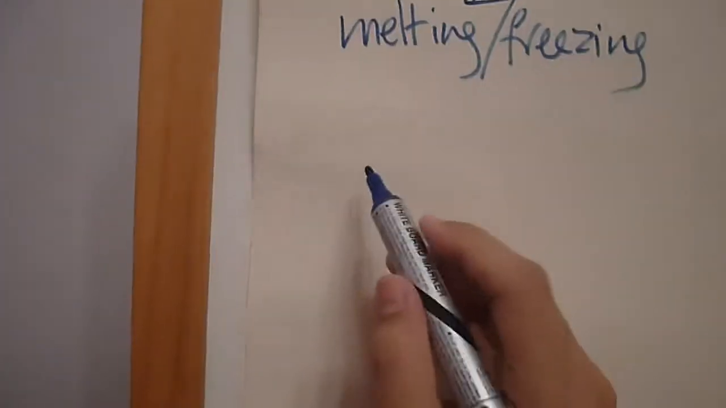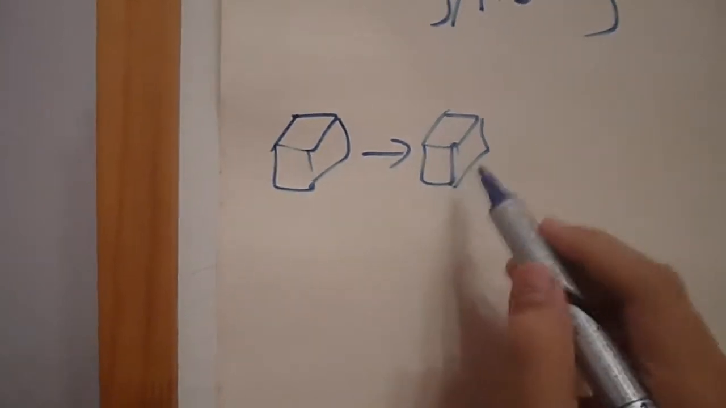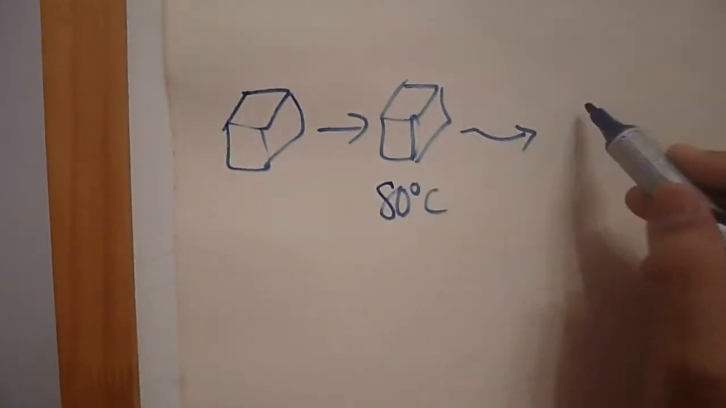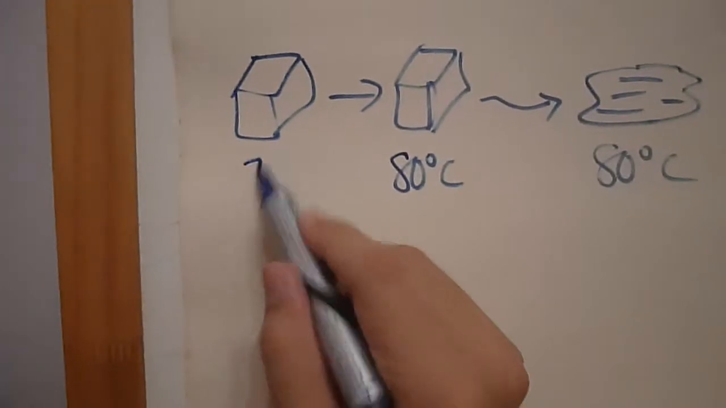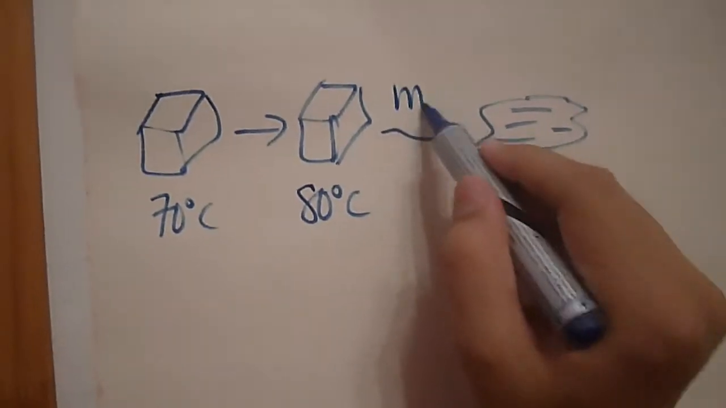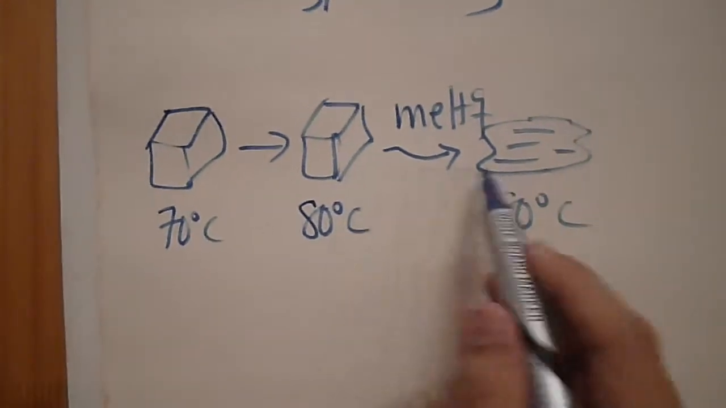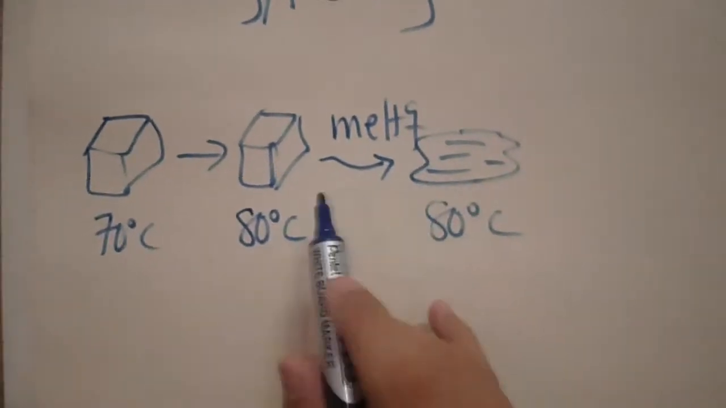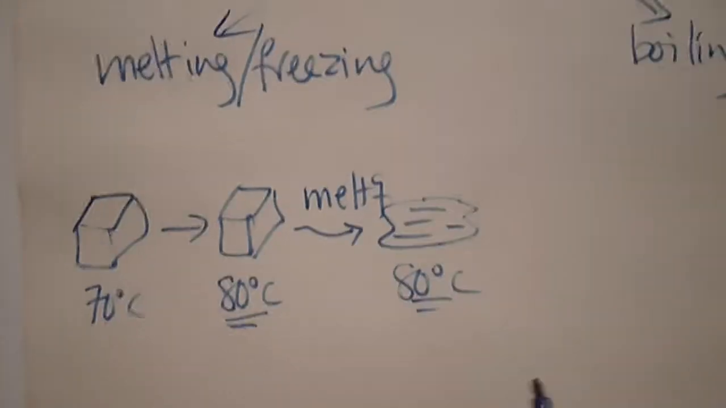Now for melting, when we heat an object, the object will get hotter, and say if it reaches its melting point of, say, 80 degrees Celsius, it will start to melt and become liquid. Take note that during melting, the temperature does not change because the energy taken in is used to do what? To overcome or weaken the intermolecular forces. No energy is used to increase the average kinetic energy of the particles. Therefore, the temperature remains constant.